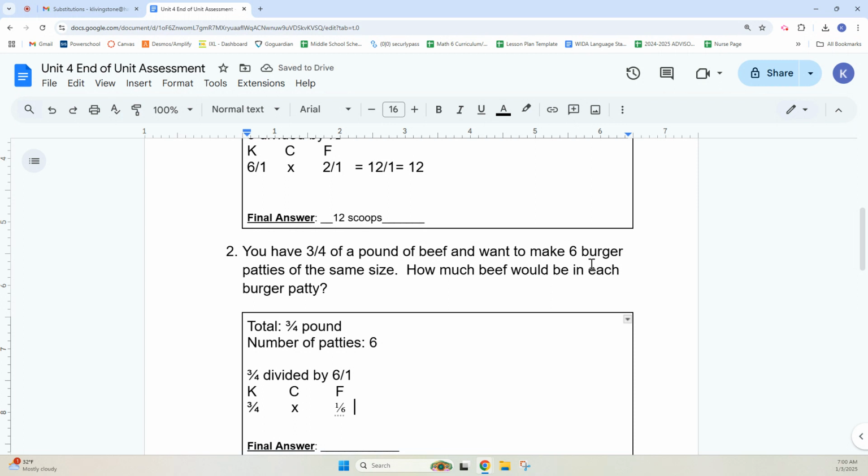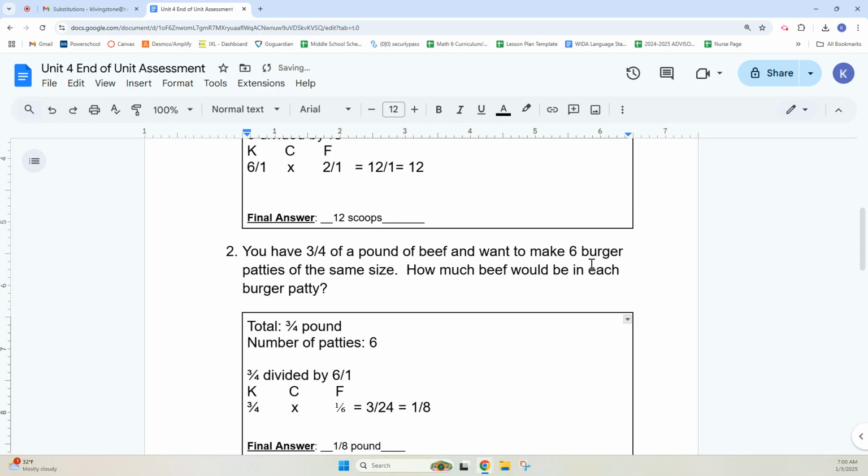All right, so now we are going to multiply this out. 3 times 1 on the top is 3. 4 times 6 on the bottom is 24. Now let's simplify this. 3 and 24 both have a common factor of 3. 3 divided by 3 equals 1. 24 divided by 3 equals 8. So each patty would have 1/8 pound.